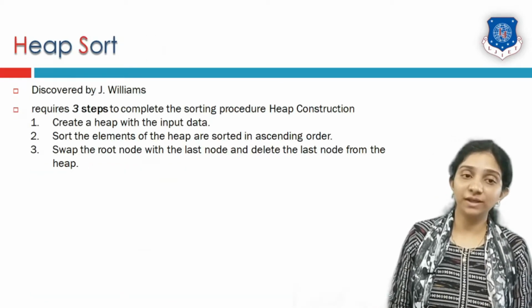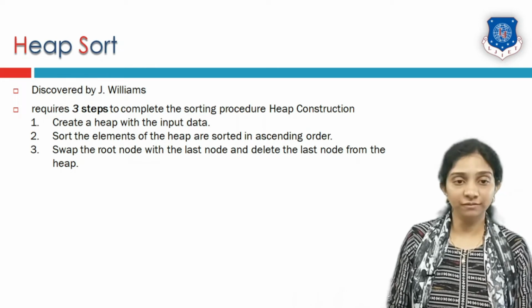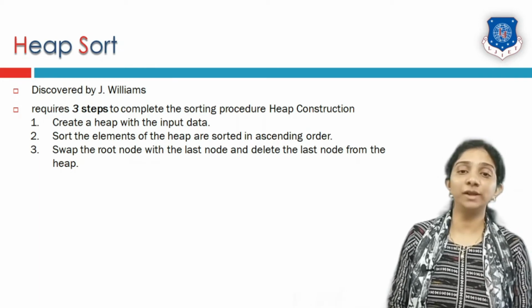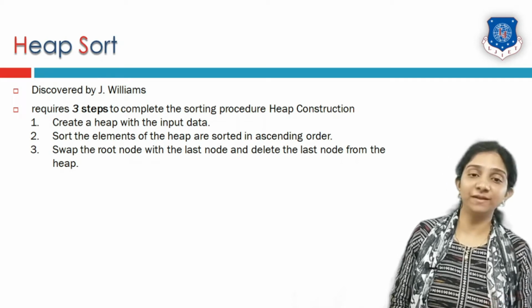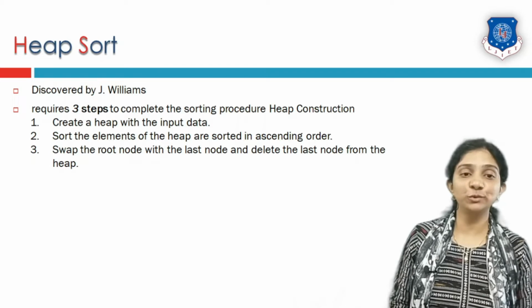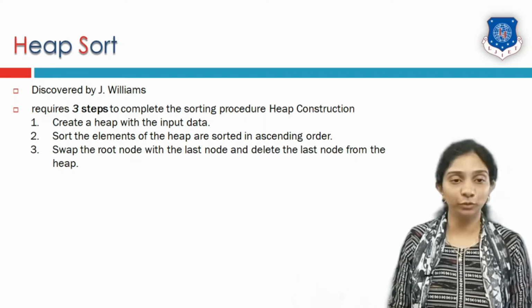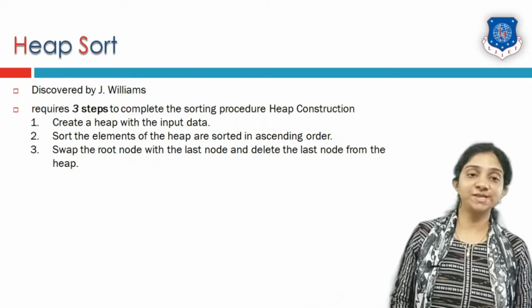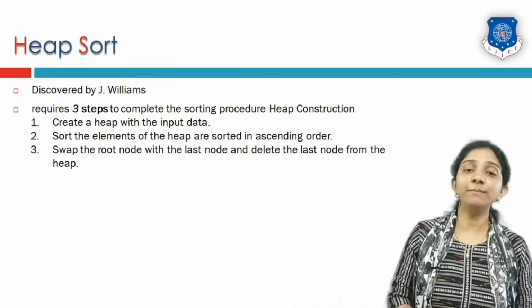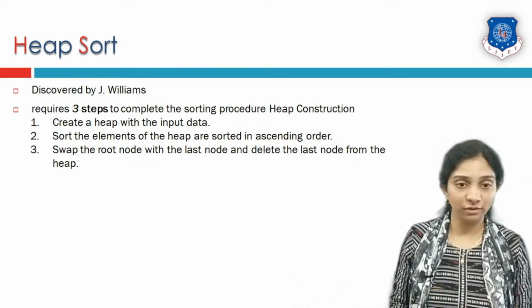Now heap sort was discovered by the scientist J. Williams, and it requires a sorting procedure of heap construction in 3 steps. The very first step is to construct or create a heap with the help of input data. The second step is to sort the elements of the heap so that they get sorted in ascending order.